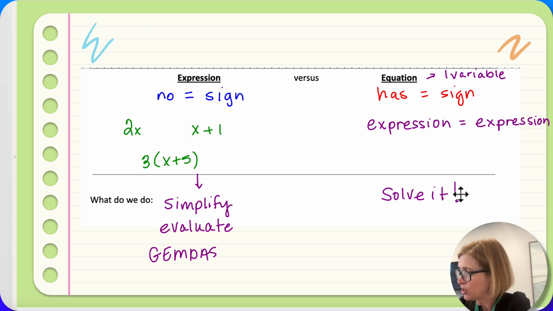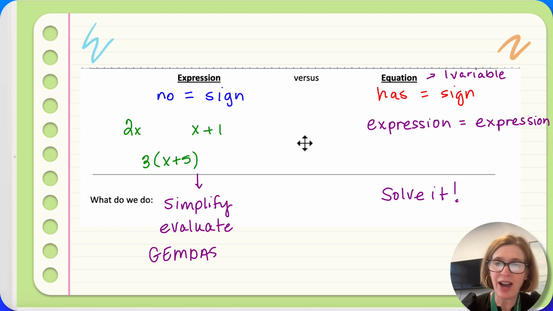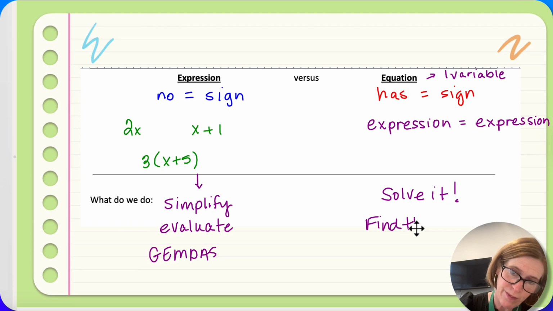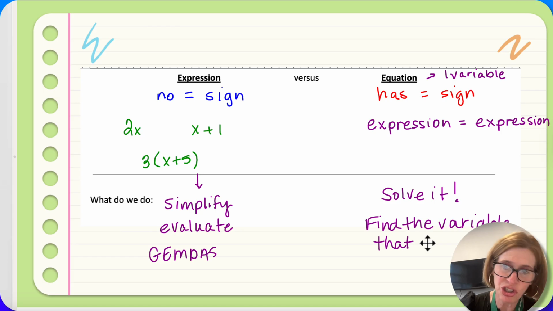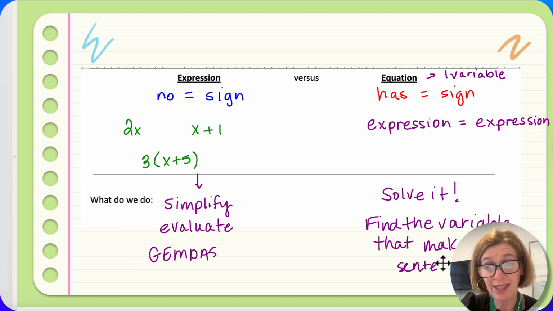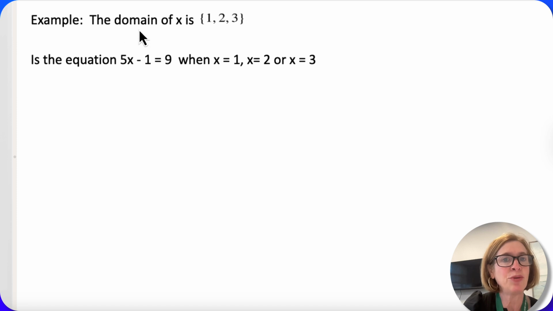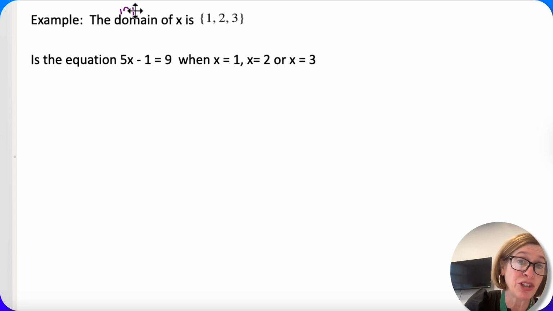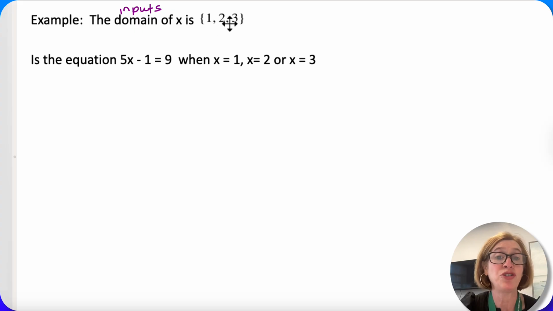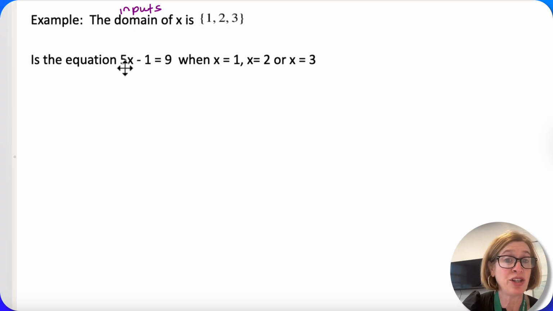And I think it's really important for us to know that when we solve it, what you're really trying to do is find the value of the variable that makes the math sentence true. Yeah, math has sentences. Can you believe it? All right, so here's an example. I say to you that the domain of x, that means the inputs I want you to try for x, are 1, 2, and 3. It's asking, is the equation 5x minus 1 equal to 9 when x is 1, x is 2, or x is 3? So we're going to test it out.